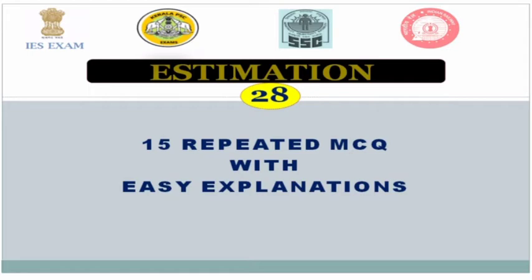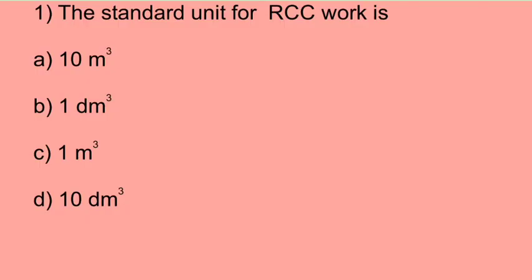Repeated multiple choice questions. First question. The standard unit for RCC work is option A 10 meter cube, option B 1 decimeter cube, option C 1 meter cube, and option D 10 decimeter cube. Option D is the answer. The standard unit for RCC work is 10 decimeter cube.